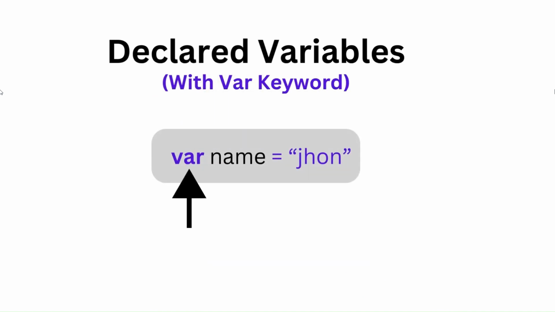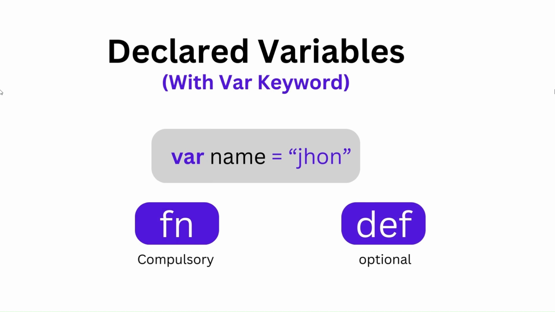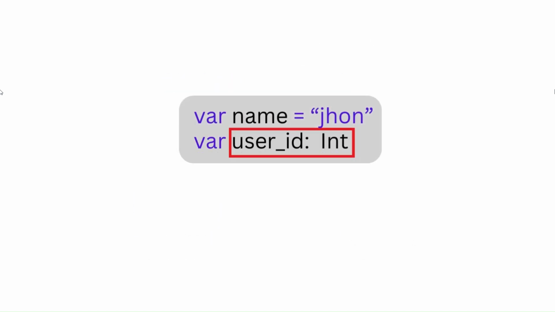This is the syntax for declaring variables using the var keyword. It is compulsory to use var in fn, hence, you cannot declare variables without the var keyword in fn function declaration, but it is optional in def. You may or may not use it. Both will work. The variable name is initialized to the string John.